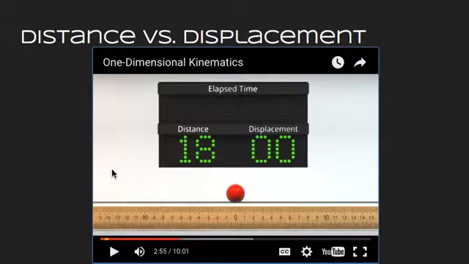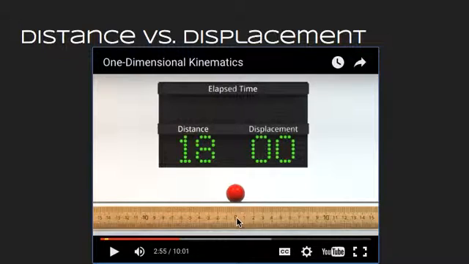So one more time, what they're saying is distance tells you how far total the object has traveled, 18 meters, or 18 units, whatever units these might be, maybe centimeters. But it doesn't tell you where the object actually is relative to where it started. Displacement tells you that. Displacement tells you where the object is compared to where it started. Here, in this case, 0, because it's at the same place where it started.